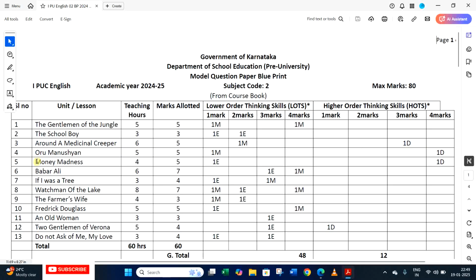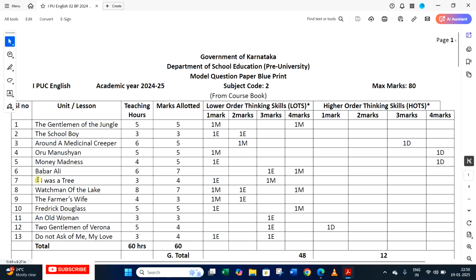Let's go towards the next unit, that is Money Magnets. It's a poem and marks given for this poem are 5 marks. So 1 mark 1 question and then again in HOTS, that is higher order thinking skills, 4 marks 1 question, right? So in this way 5 marks to sum total. Let's go towards the next unit, that is Babar Ali, a kind of autobiographical sketch, and marks given for this unit are 7 marks, right? So 3 mark 1 question and then 4 mark 1 question, to sum total 7 marks.